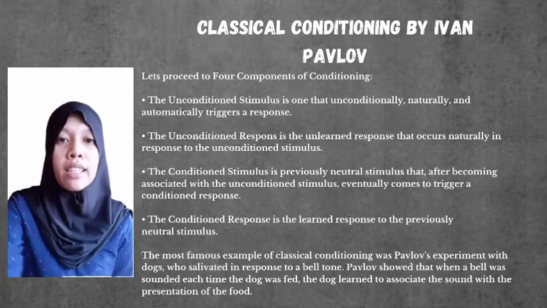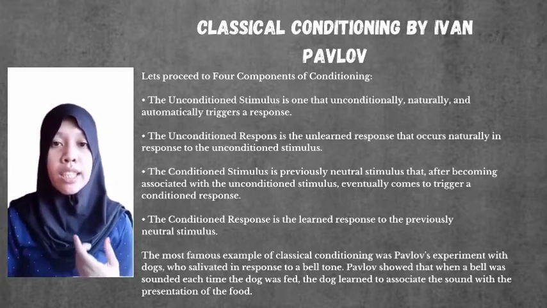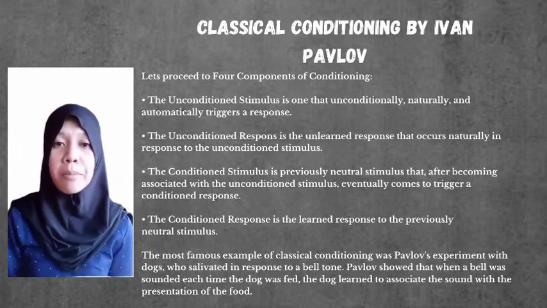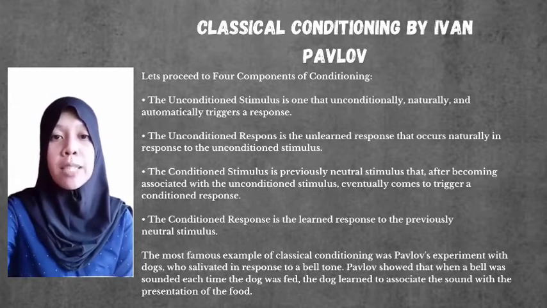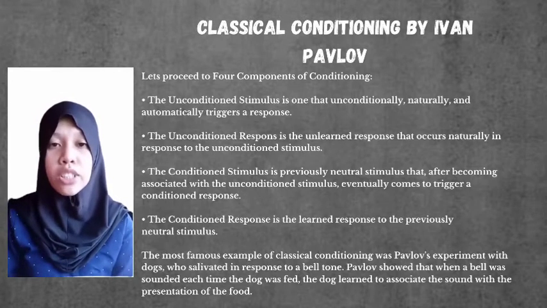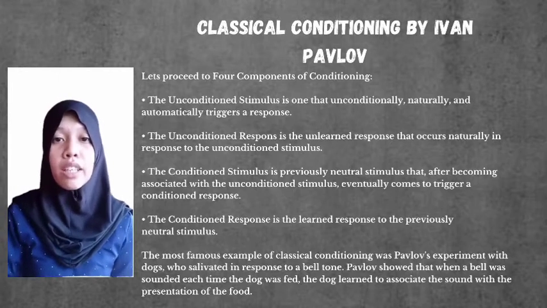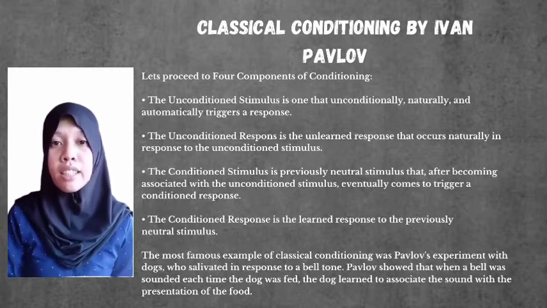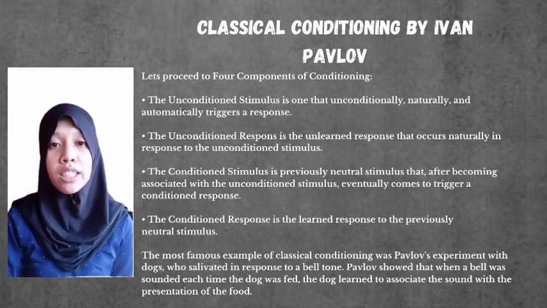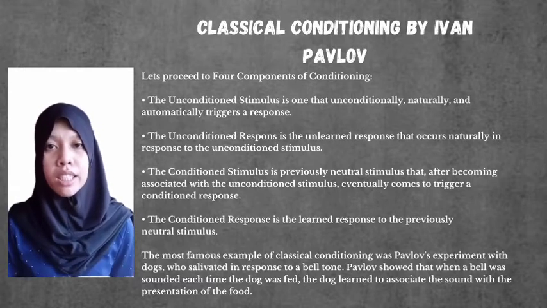The third one, the conditioned stimulus, is a previously neutral stimulus that, after becoming associated with the unconditioned stimulus, eventually comes to trigger a conditioned response. Okay, and the last component, the conditioned response, is the learned response to the previously neutral stimulus. Let's discuss more about this classical conditioning.